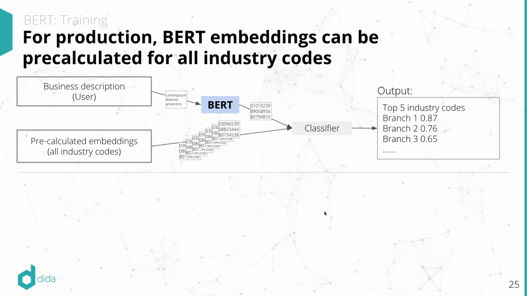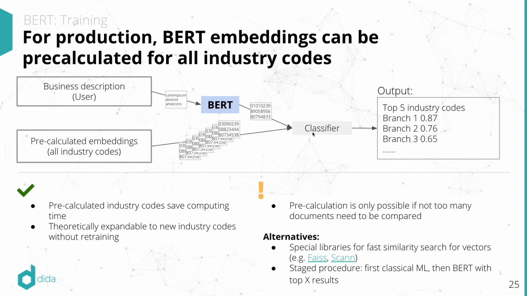One advantage of this method is that for production, we can actually pre-calculate the BERT embeddings for all industry codes, because these are static values. We know the industry codes and their descriptions, and we can just calculate their BERT embeddings and save them. So when a user enters their business description in the chatbot, we only need to calculate the BERT embedding of this user business description and can then apply our classifier to determine the top 5 industry codes.